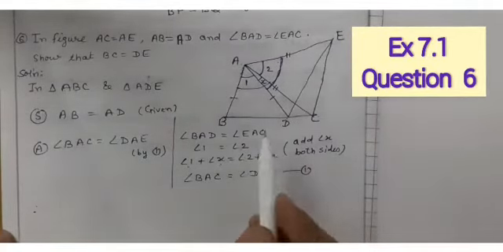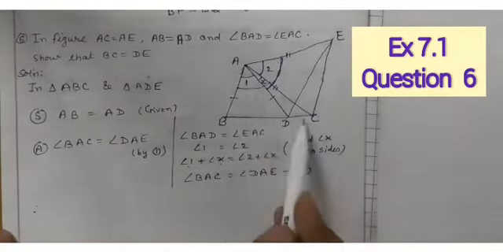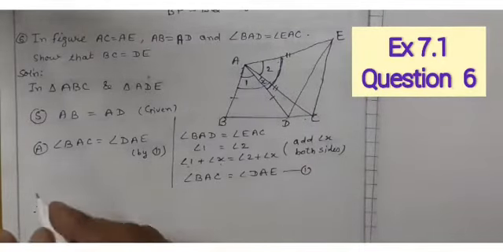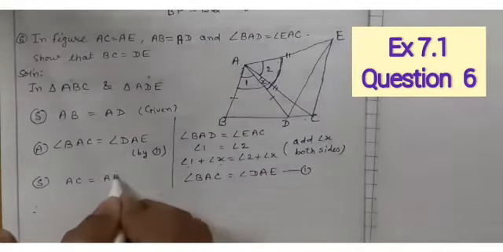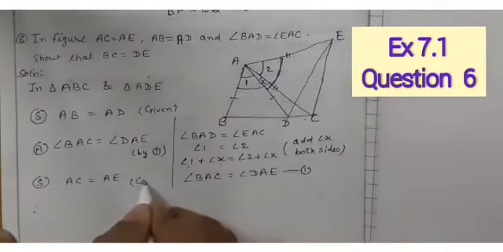Okay. And one more side is given to you. This is AC equal to AE. Directly you can write side AC is equal to AE. This is given to you.